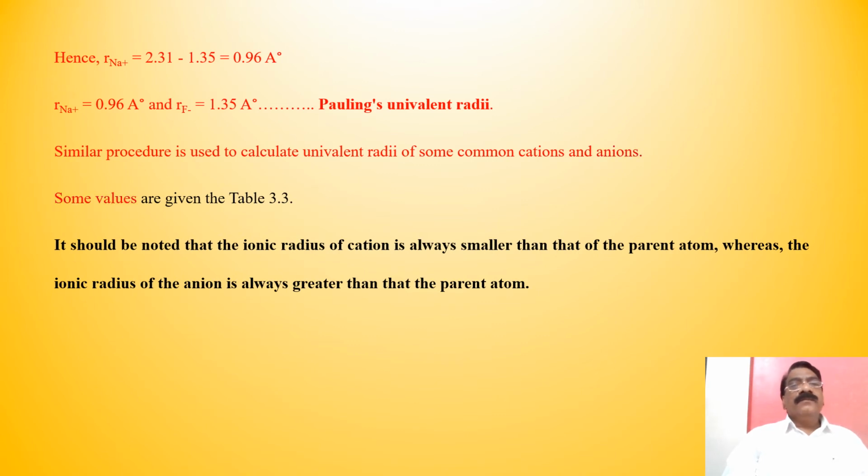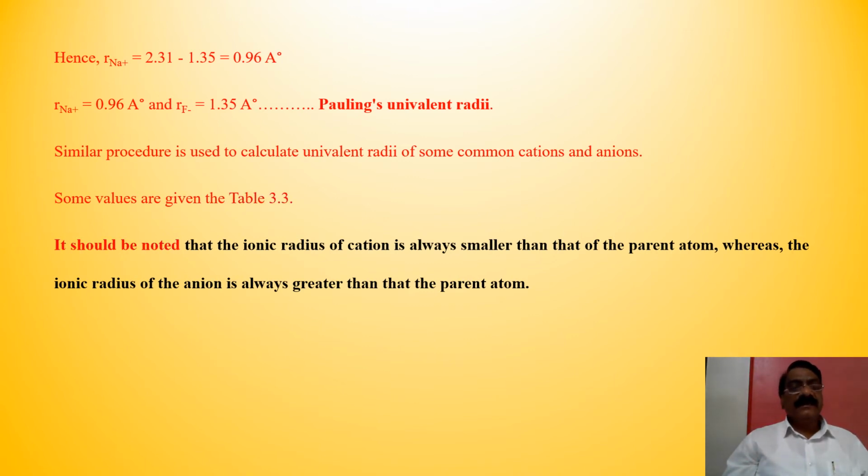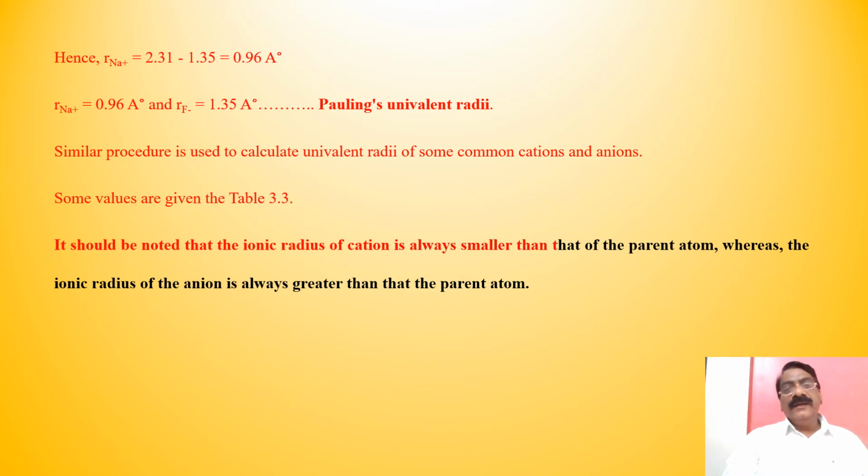Similar procedure is used to calculate univalent radii of some common cations and anions. Some values are given in the below table. It should be noted that the ionic radius of a cation is always smaller than that of the parent atom, whereas the ionic radius of an anion is always greater than that of the parent atom.